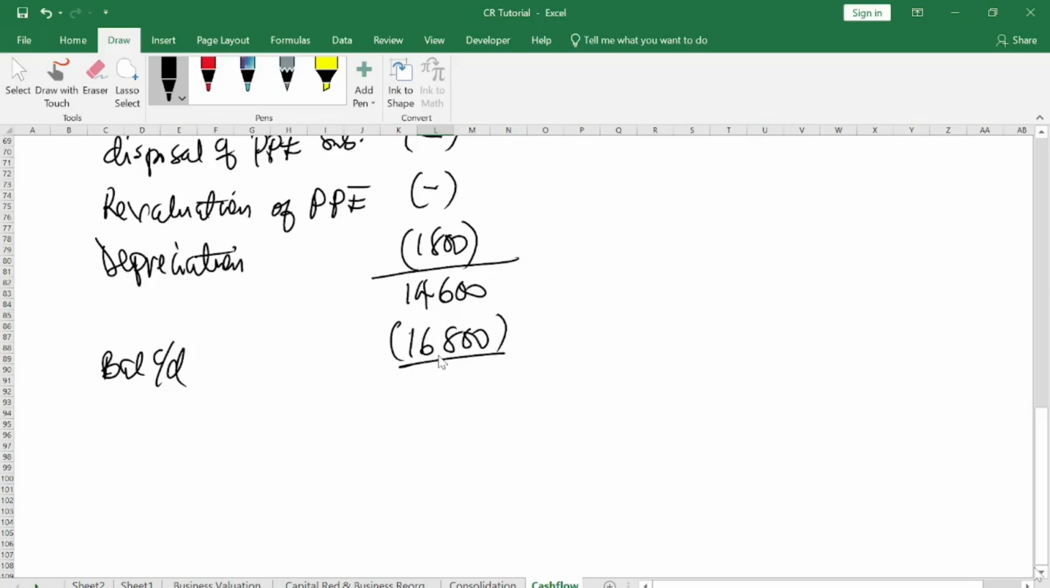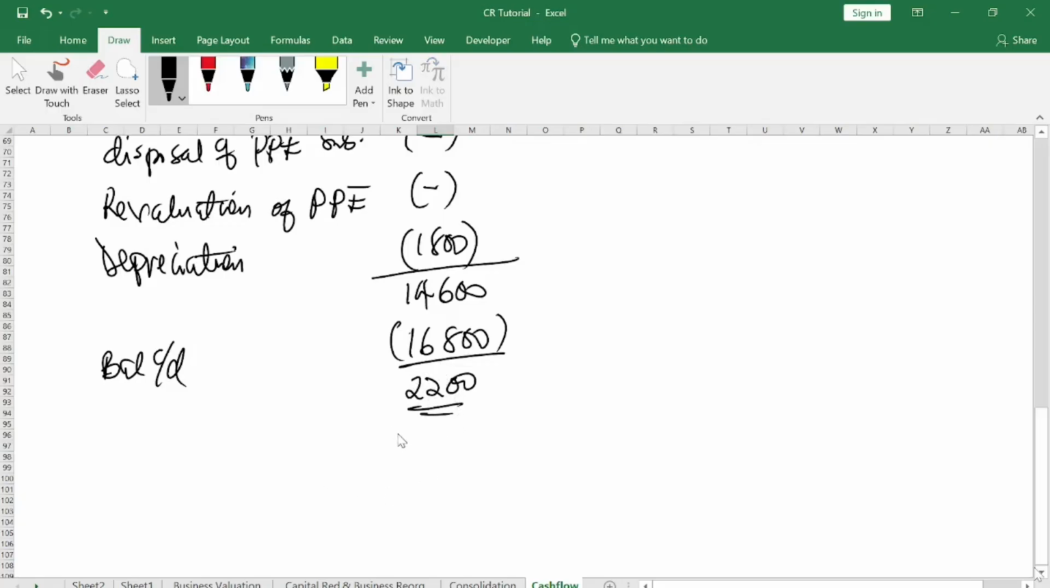So now the PPE has increased to 16,800. PPE has increased. Are you with me? By how much? 2,200. And this is investing activities. You understand? So this one will go towards investing activity.